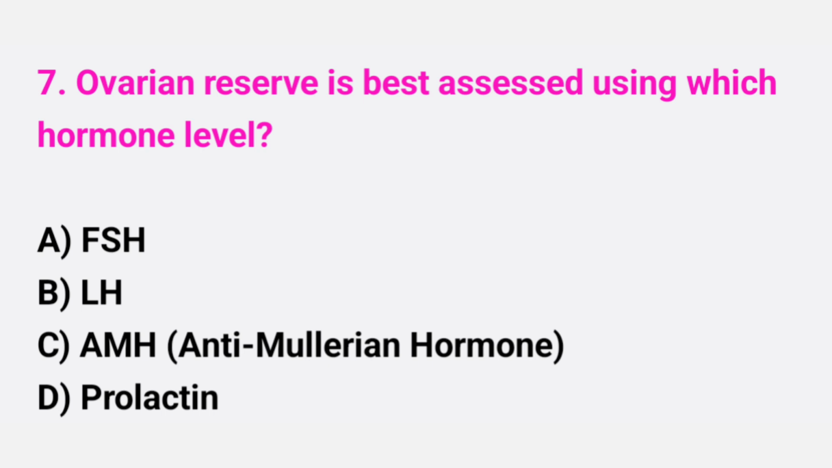Question number 7. Ovarian reserve is best assessed using which hormone level? The right answer is option C, AMH.